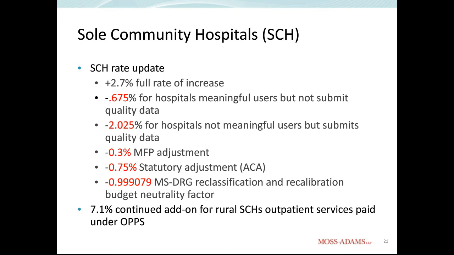Sole community hospitals, similar to DRG facilities, are going to start with their hospital-specific payment rate. They are going to receive a rate update, and then they are also going to have certain elements taken away as they either report quality data or are meaningfully using EHR. For those sole community hospitals that are in a rural area, you will continue to receive your 7.1% add-on to your APC payments.